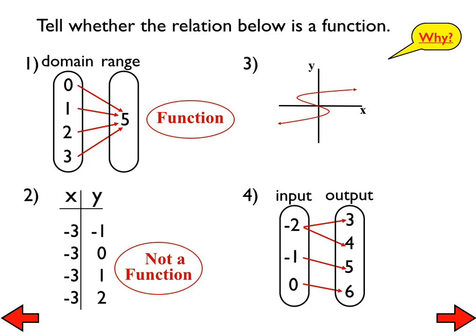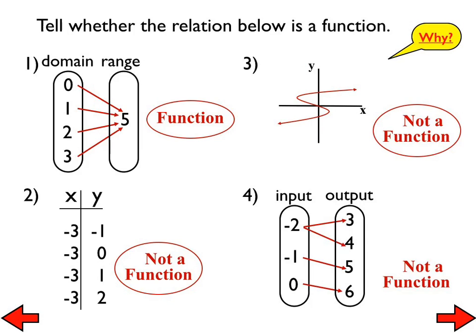Number 3 is not a function because of the vertical line test. A vertical line, if you were to draw it, for example, right here, crosses at more than one spot. That's the reason why that one is not a function. And number 4 is not a function. And the reason is because each x value does not have one unique y value. -2 has 2 different y values. Remember, input and output, another way of phrasing x values and y values.